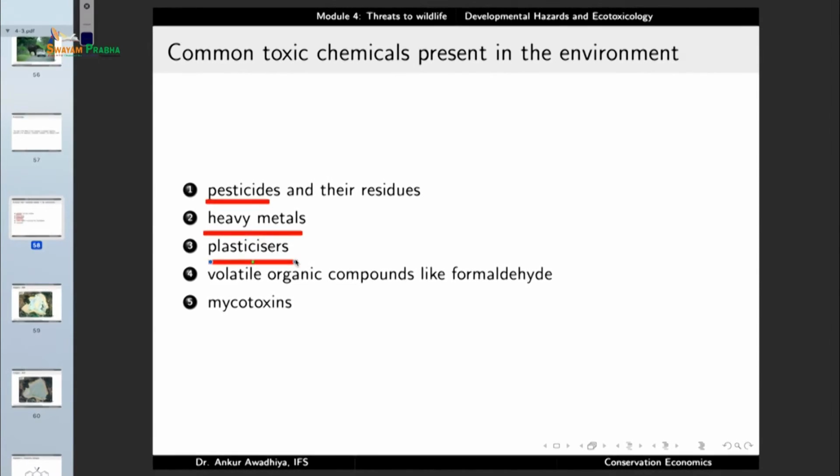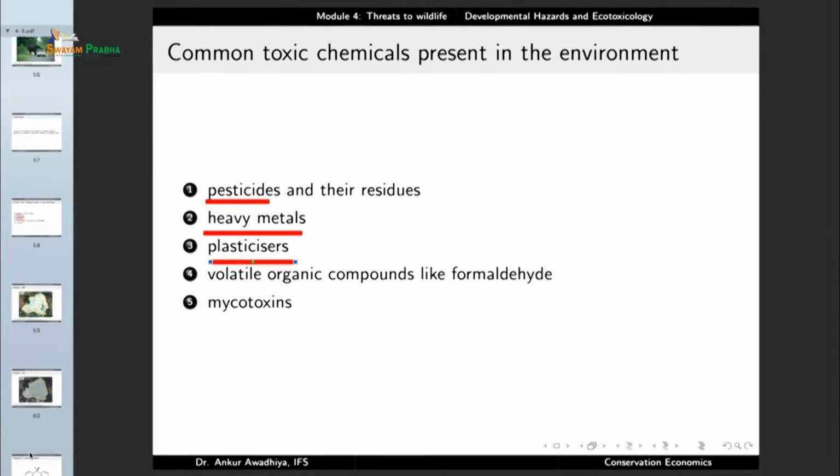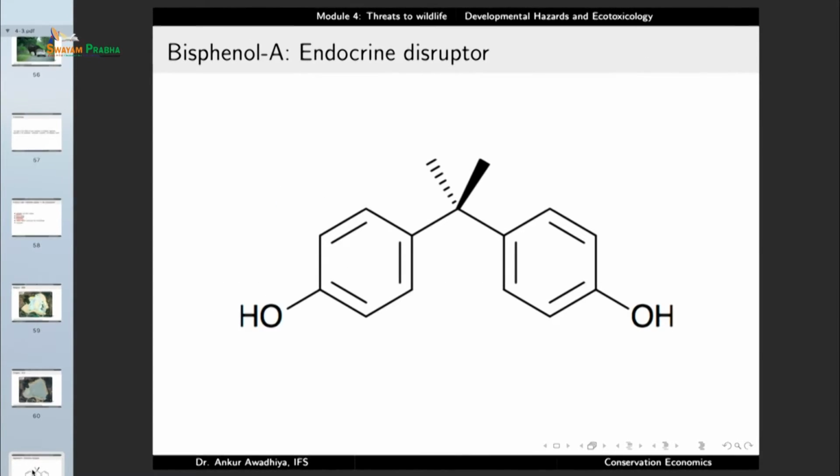Plasticizers. Whenever we talk about plastics, plasticizers are the chemicals that are added to plastics to modulate their properties, to make them, say, more elastic or transparent, or to improve their properties. Now, a number of these chemicals have toxic impacts, such as this chemical, bisphenol A.